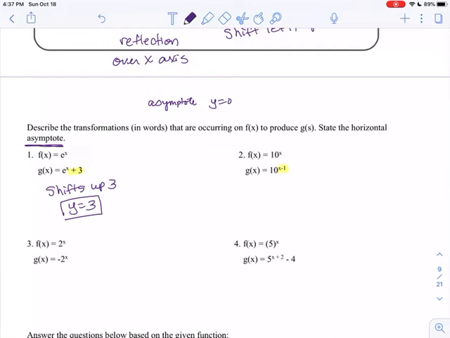All right, how about number 2? What does it do if I subtract 1, if it's 10 to the x minus 1? Remember that if it's attached to the x in either an absolute value or an exponent or parentheses, it's going to be a shift left or right. Since this is -1, I'm going to shift 1 to the right. Now shifting it left or right will not change the asymptote. It will still have an asymptote of y equals 0. This negative sign right here, that is a reflection over the x-axis.